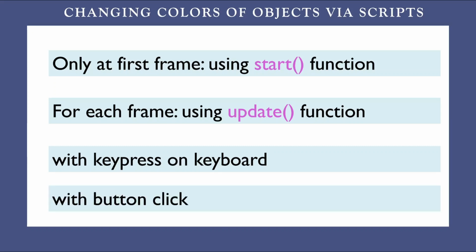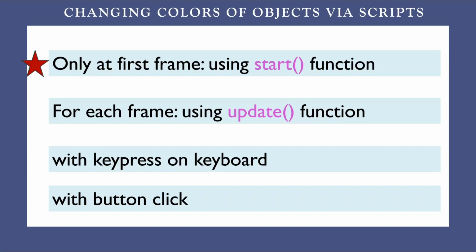The other way is by clicking a button. That means the button should be available in the scene, and whenever you click the button, the color of the other object will be changed. So these are some options I have highlighted. We can have multiple options. So let's start with the first one, whenever we want to change the color of an object at the first frame itself, where we are going to use the start function.